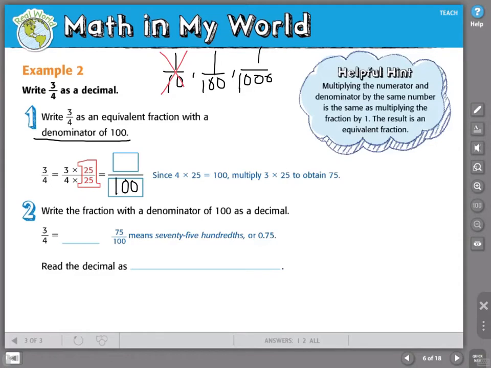My goal is to turn this into an equivalent fraction with 100 as a denominator. 4 times what gives me 100? Well, I can think of what I know about quarters, and I know that 4 times 25 equals 100. If I multiply my denominator by 25, I must also multiply my numerator by 25. 3 times 25 is 75. So 75 hundredths is my equivalent fraction. Or I could read it as a decimal, like 75 hundredths.